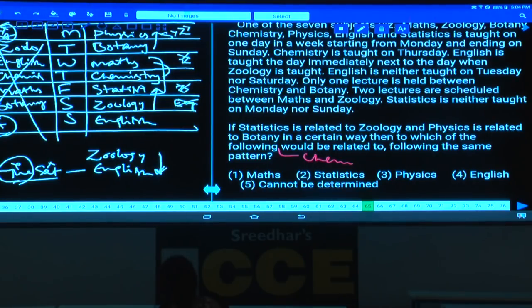And then in a certain way, which of the following would chemistry be related to? Chemistry would be related to statistics, isn't it? Chemistry is ahead of what? Chemistry is ahead of statistics, that is choice 2.